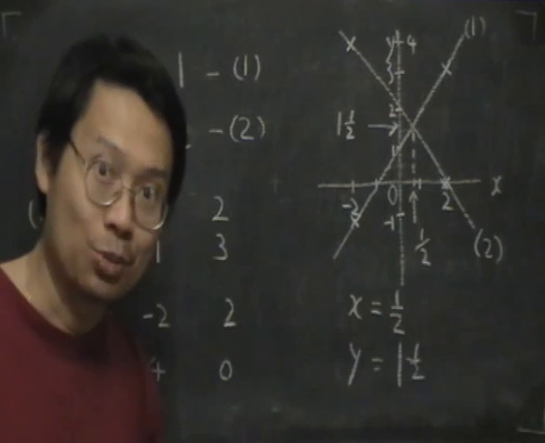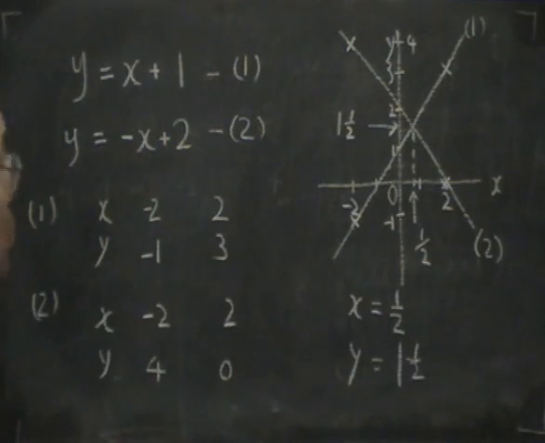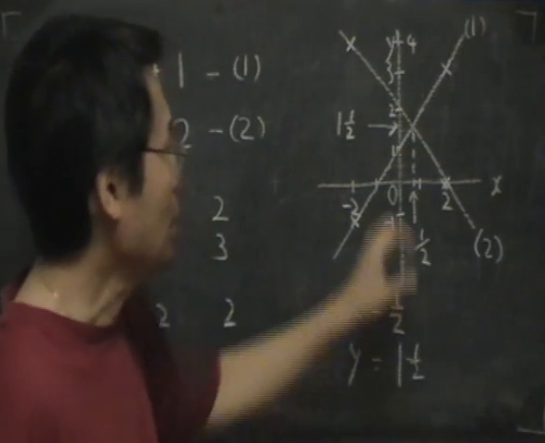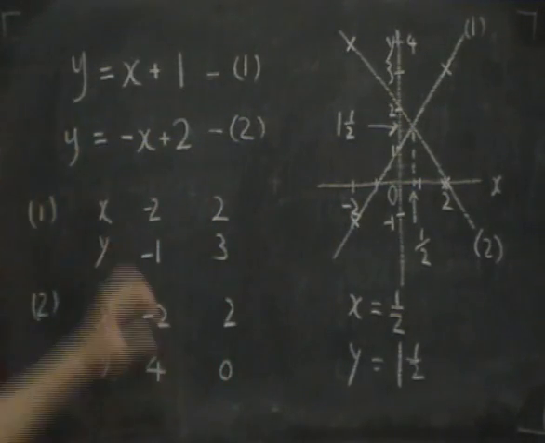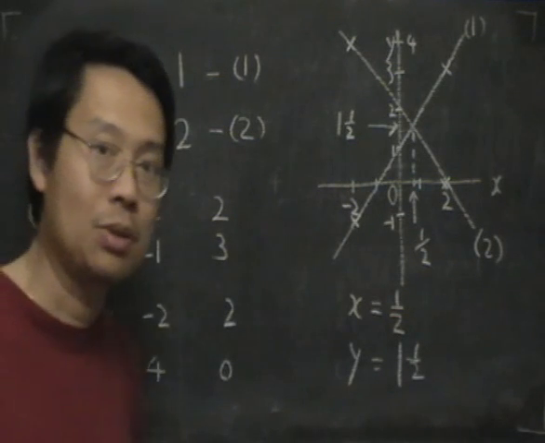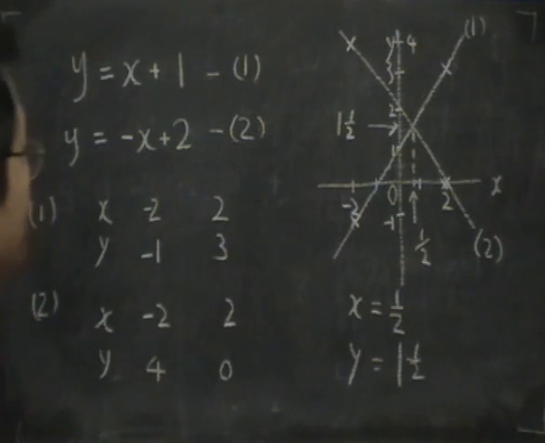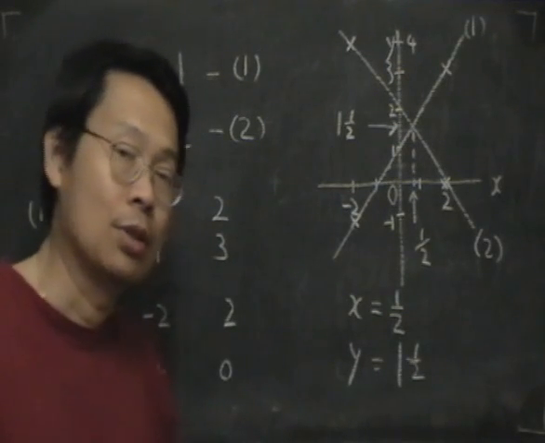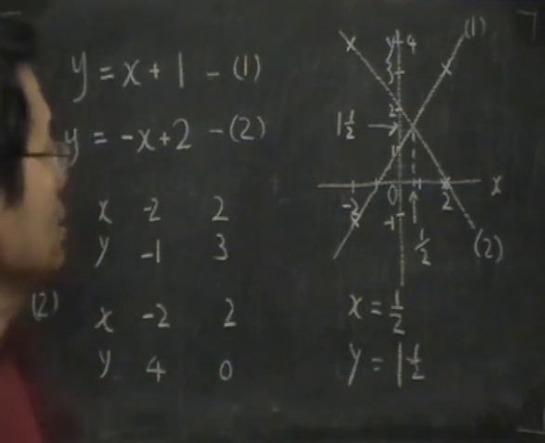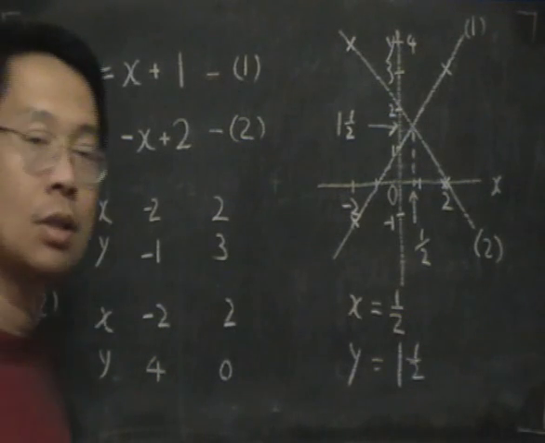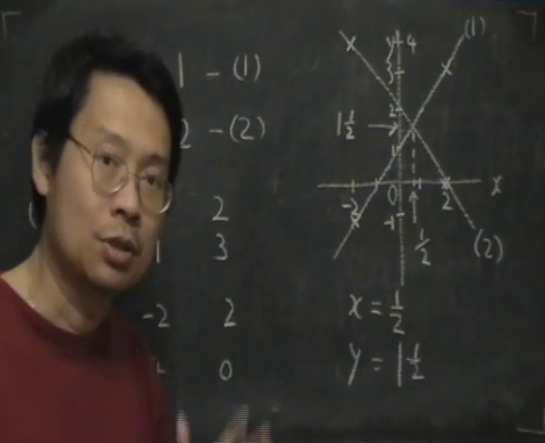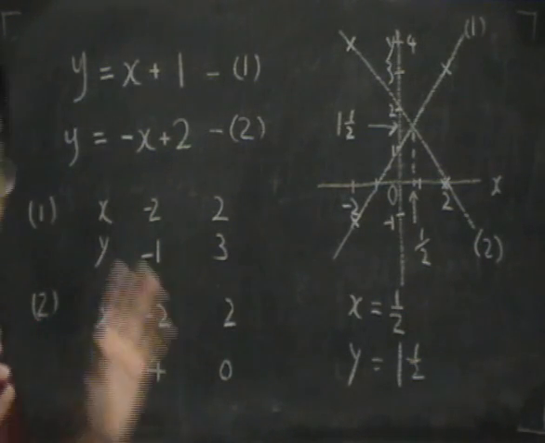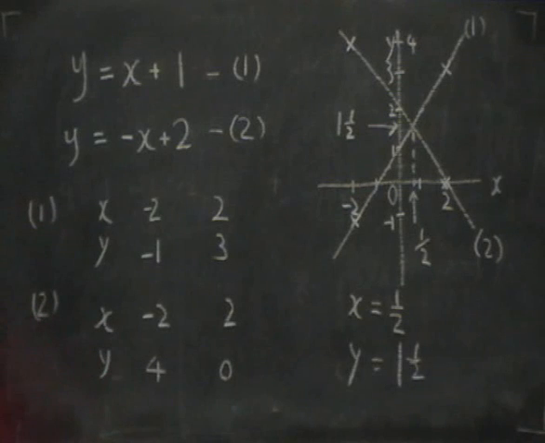So that is the reason why we can use the point of intersection to find the answer to a set of two simultaneous equations. And we call this the graphical method of finding the answer to the equations. The graphical method to solve the equations.